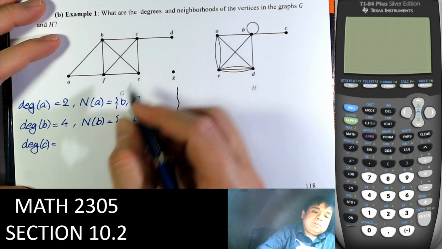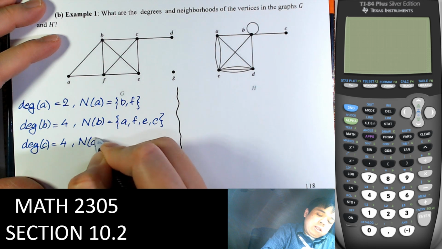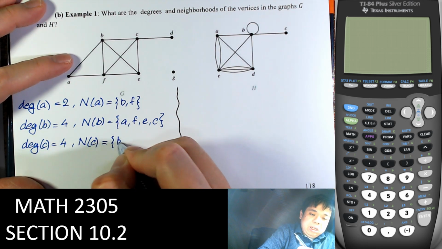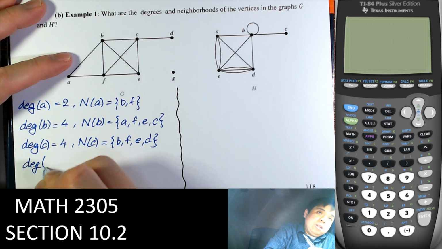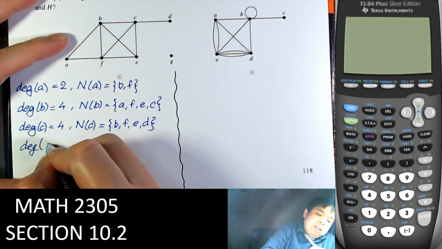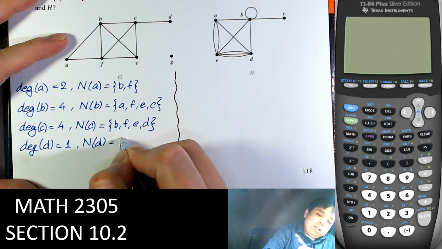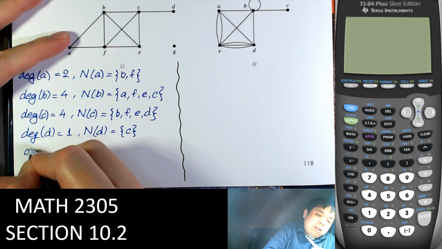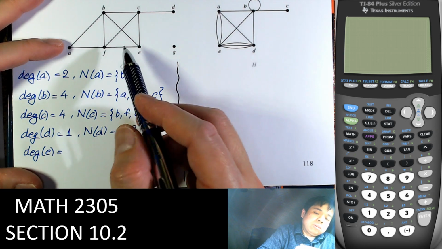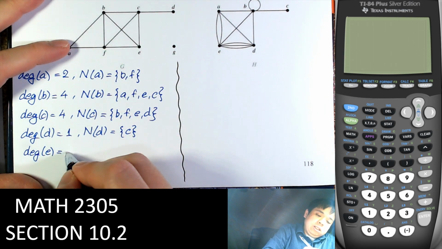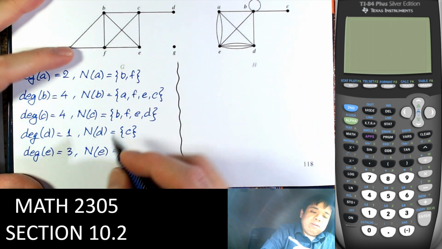Now C: 1, 2, 3, and 4. N of C: B, F, E, and D. Now degree of D, there's only one edge to it, and the neighborhood of D is C. Degree of E will be 1, 2, and 3. Neighborhood of E will be C, B, and F.